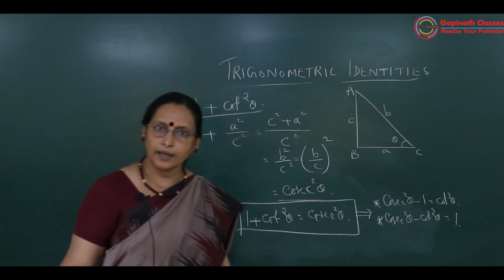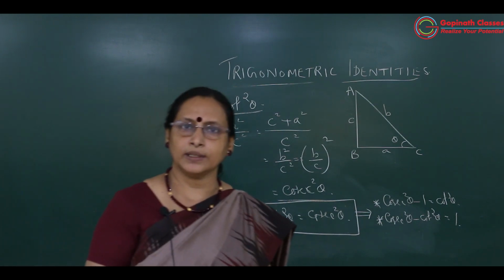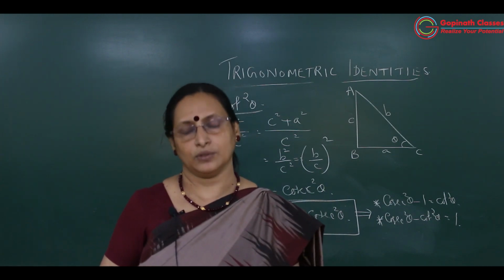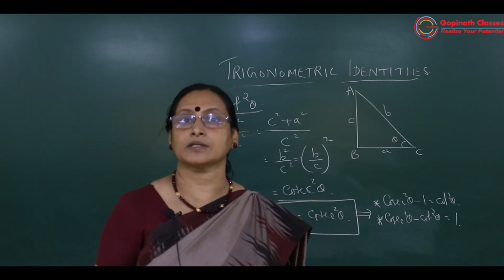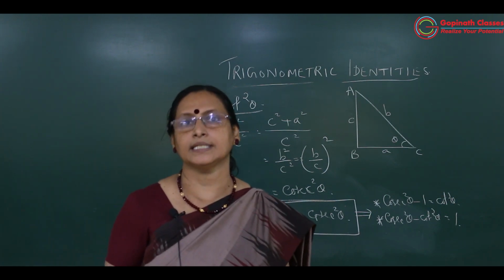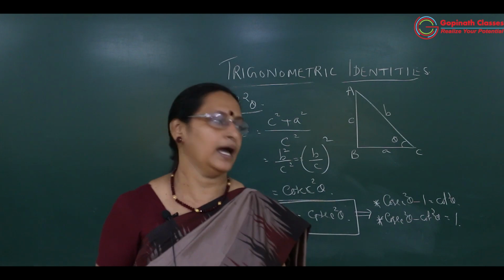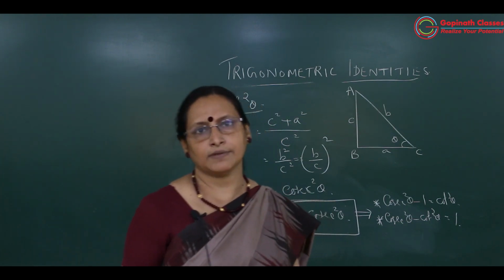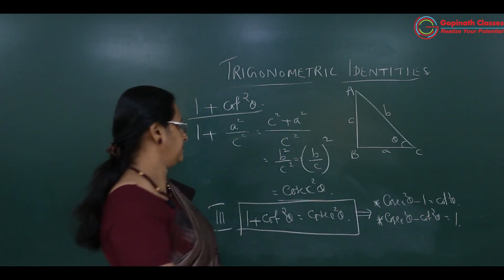So these are the three main identities. Sin square theta plus cos square theta equal to 1. 1 plus tan square theta is equal to sec square theta, and 1 plus cot square theta is equal to cosec square theta. So these three identities you have to learn nicely, and how you are getting it and the derived results. If you know the main results, derived results can be easily obtained.